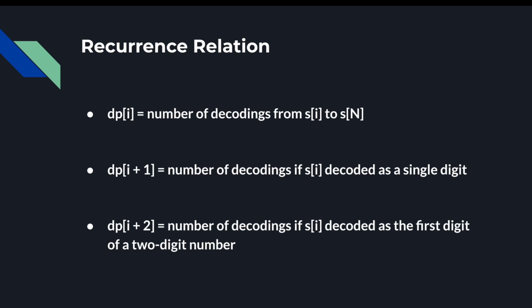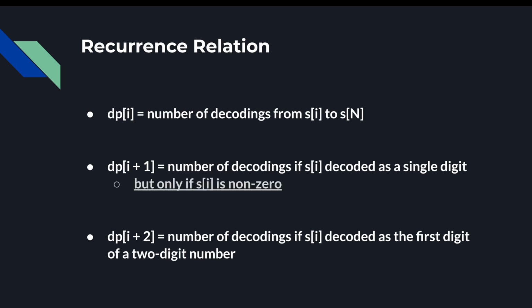Now, there are a couple finer points to make here. If the current number is a 0, we actually need to set dp[i] to 0, because the problem description states that we cannot have a leading zero as a valid decoding. And this is consistent with our human-readable description of the problem as well, since there are zero ways to decode a substring that begins with a zero.